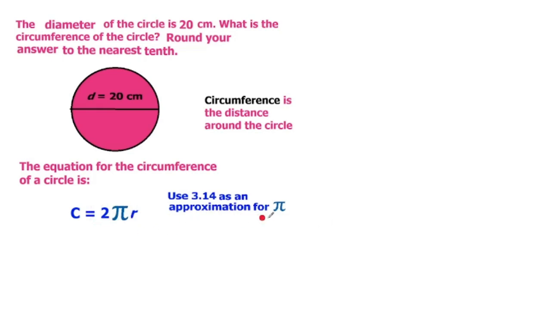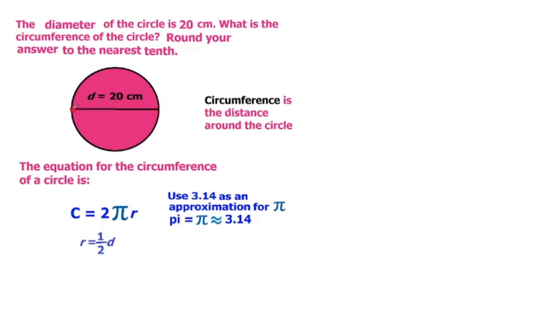So pi, you use 3.14 as an approximation for pi. Pi is actually a very long number, but usually we use 3.14 as an approximation. So pi equals this symbol, which is approximately equal to 3.14. Now r is the radius. So the radius is halfway between here to the end of the circle.